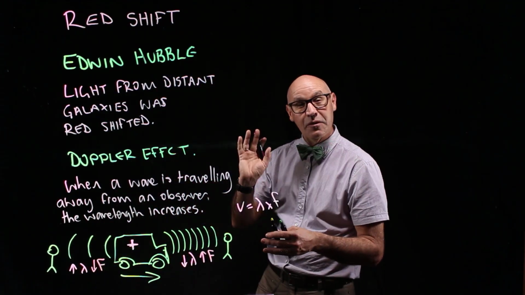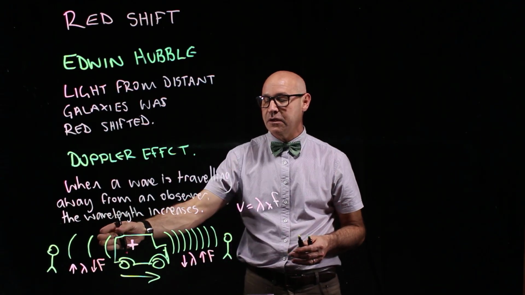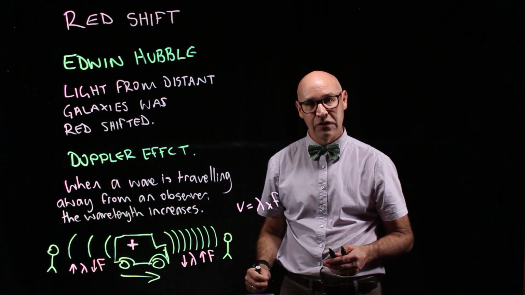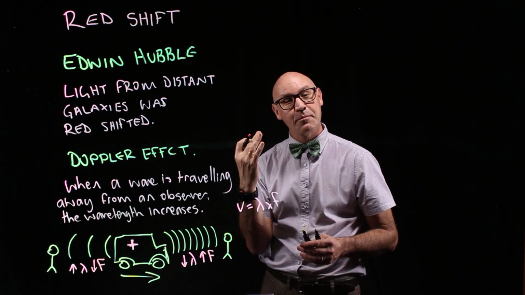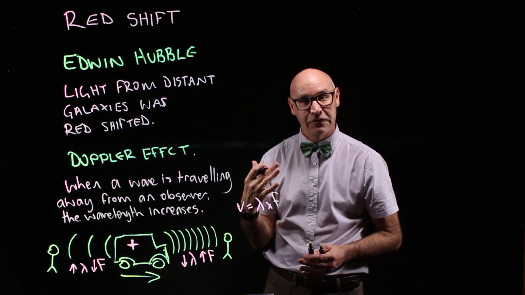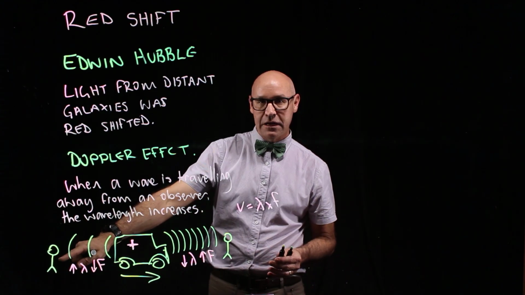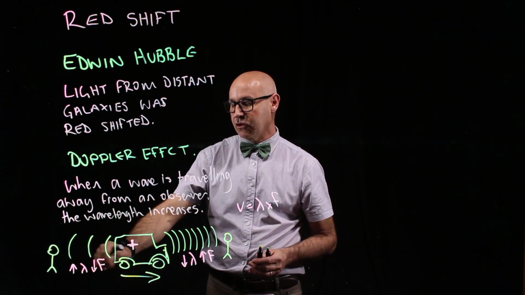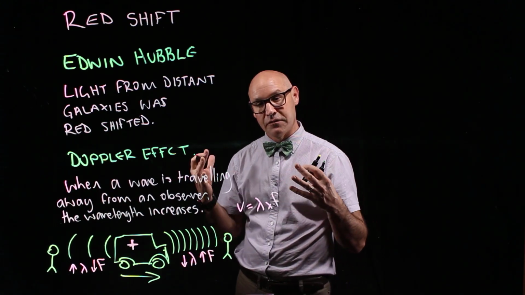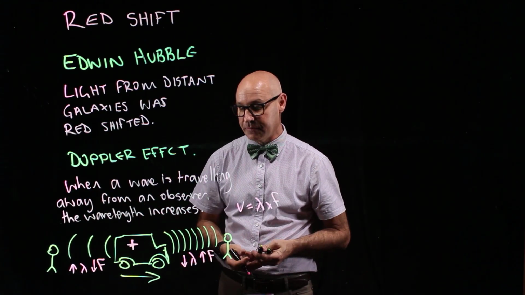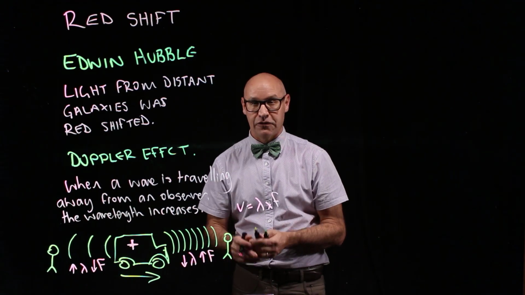Now the frequency is the pitch of the sound. So as the ambulance is moving towards the observer, it's got a high frequency, a high pitched sound. The siren sounds high pitched. Moving away from the observer, it's got a low frequency, so therefore it's a low pitched sound. So how does this relate to light?